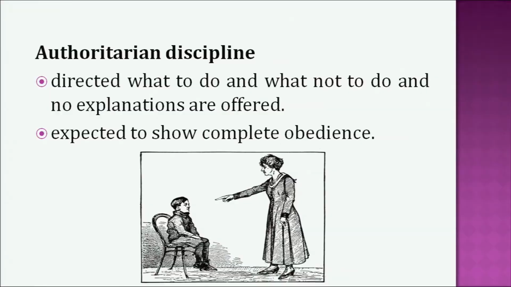When this kind of discipline is enforced, the child is directed what to do and what not to do, and no explanations are offered. That is, whatever you are saying, the child has to obey. And it is expected in the authoritarian discipline that the child should show complete obedience. The child cannot question the rules and regulations.